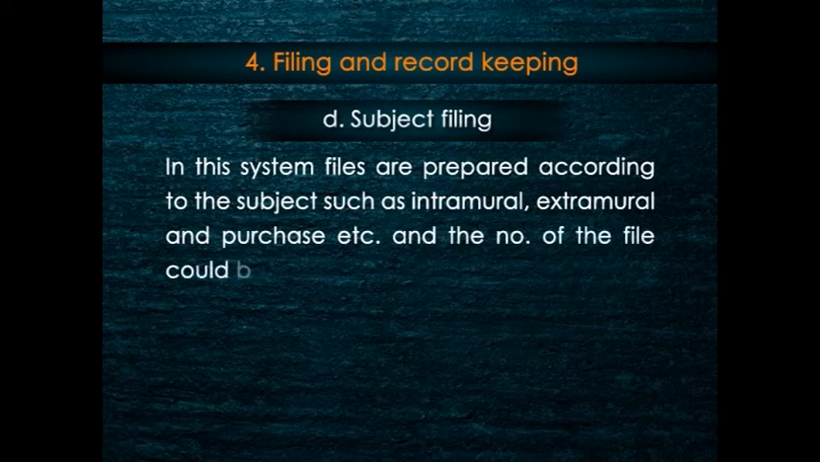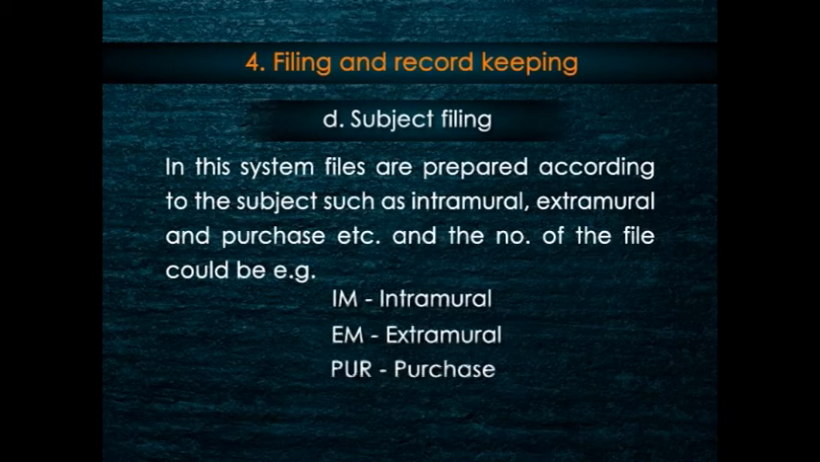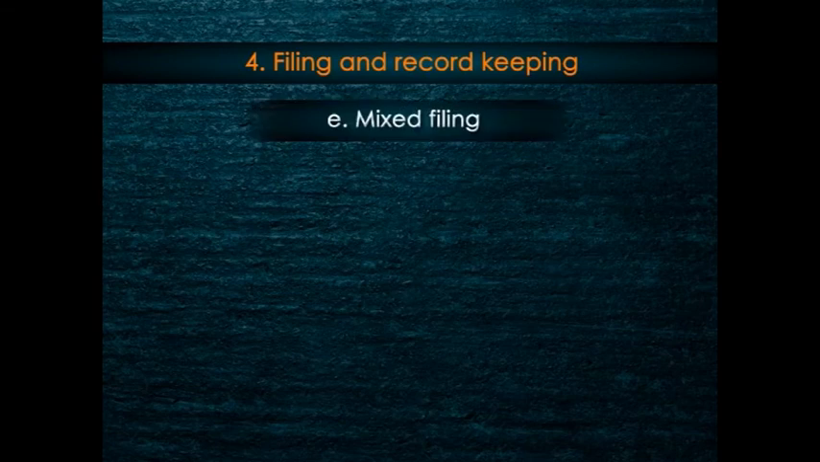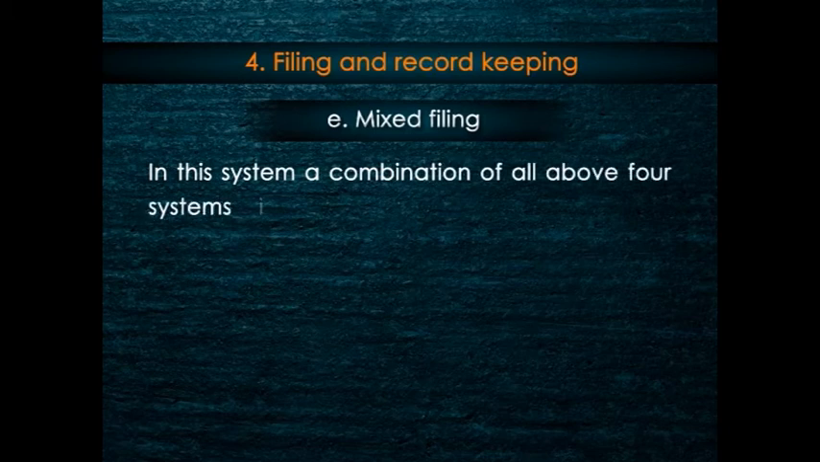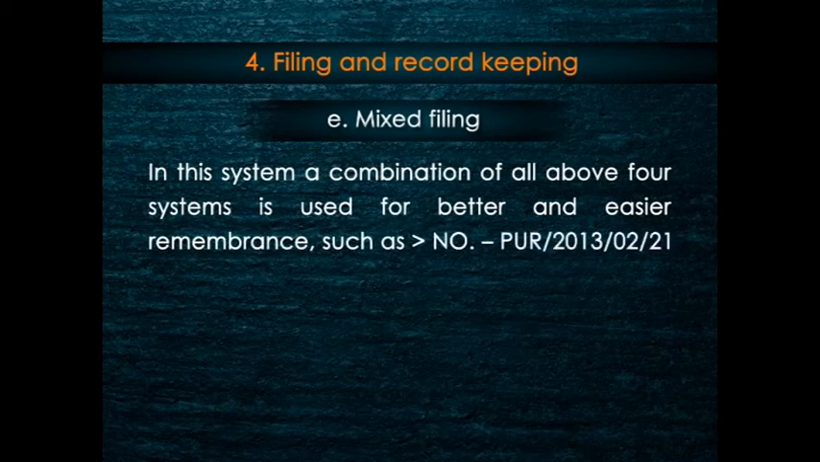The file number could be, for example, IM for intramural, EM for extramural, PUR for purchase, and the file number could be PUR/21. E. Mixed file. In this system, a combination of all the above 4 systems is used for better and easier remembrance, such as the file number could be PUR for purchase, /2013 for the year, /02 for the month and 21 for the day.